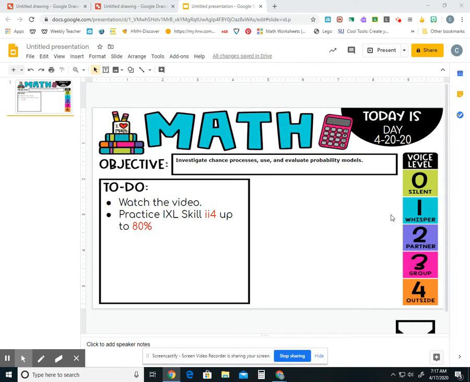So what you see in front of you right now is our objectives and what you're going to work on. Voice level is totally up to you. If you want to use your outside voice inside, good luck with that. I don't know. That's not my call. That's yours. But today we're going to investigate the chances of something happening and to evaluate the models that go along with that. That just means that we're going to solve some probability questions.